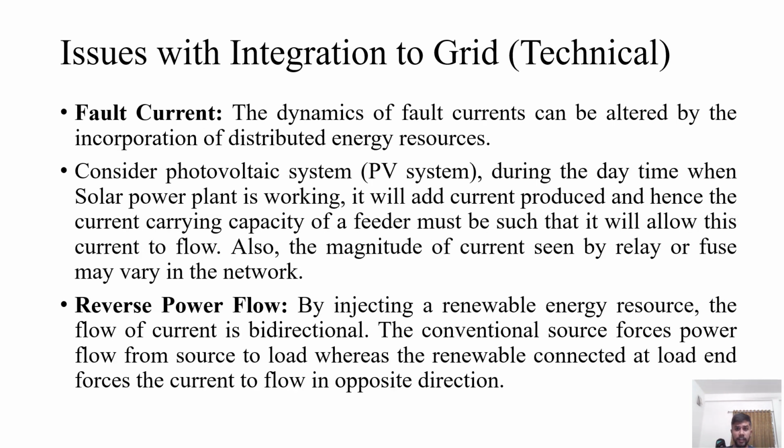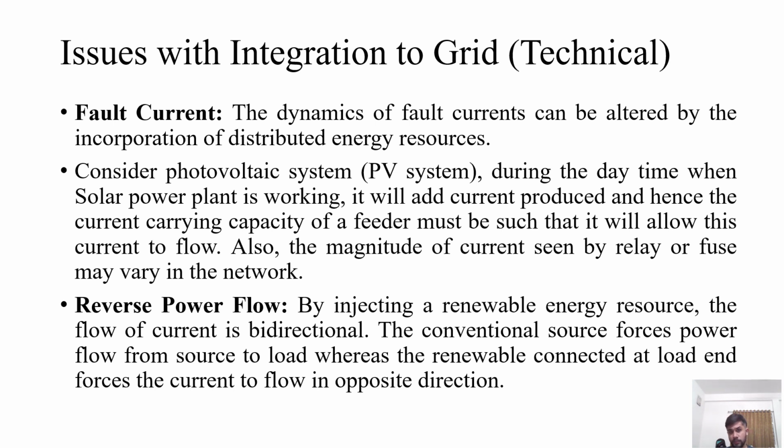Now, the technical challenges with the integration to the grid. First is fault current. The dynamics of the fault currents can be altered by the incorporation of distributed energy resources. If we consider a PV system during the daytime when the solar power plant is working, it will add current produced, and hence the current carrying capacity of that feeder must be such that it allows this current to flow in the direction opposite to the conventional current flowing from source to load. Also, the magnitude of the current seen by the relay or fuse may vary in the network due to this varying generation or insolation at different places and times.